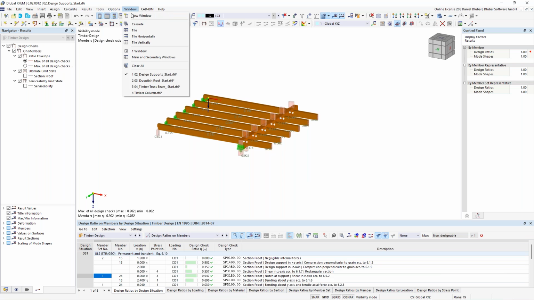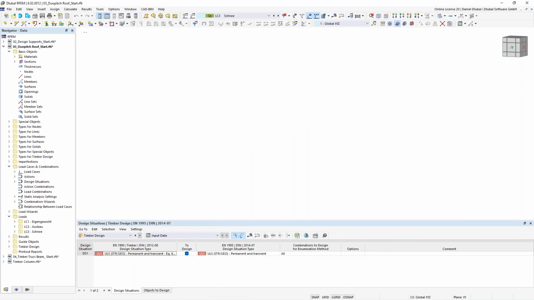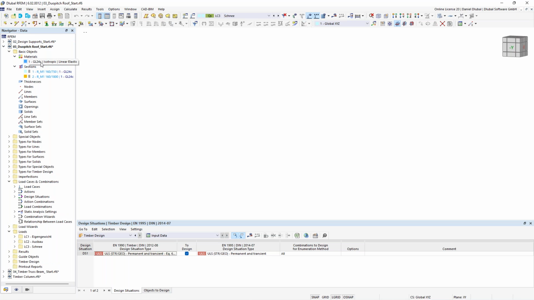I will go here to window and choose this Duopitch roof. So we can also consider Duopitch roofs for the timber design. And therefore we have also a specific kind of member. For this simple example, I have already created some materials. So we have here a glue-laminated timber with 24 newton per square millimeter as bending strength, and also these sections. So we have a kind of starting section and also the section in the middle.